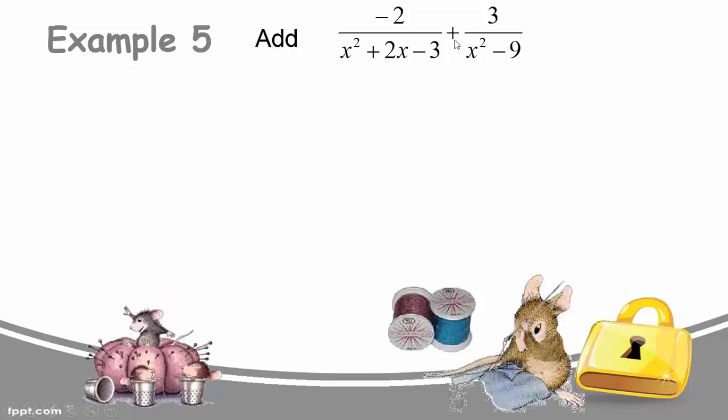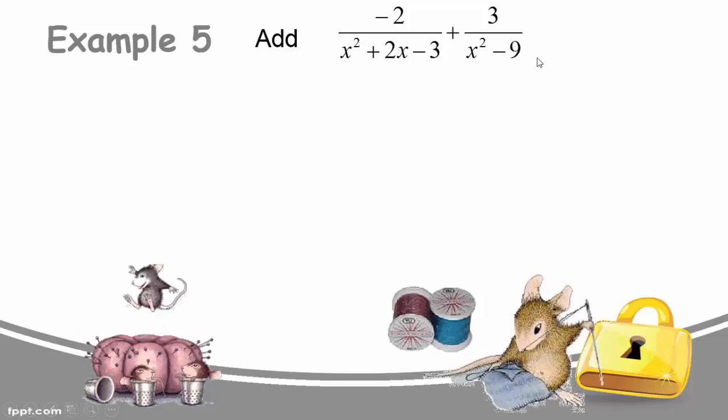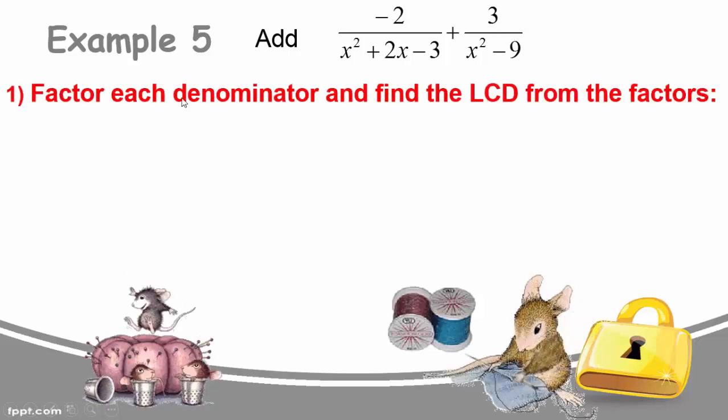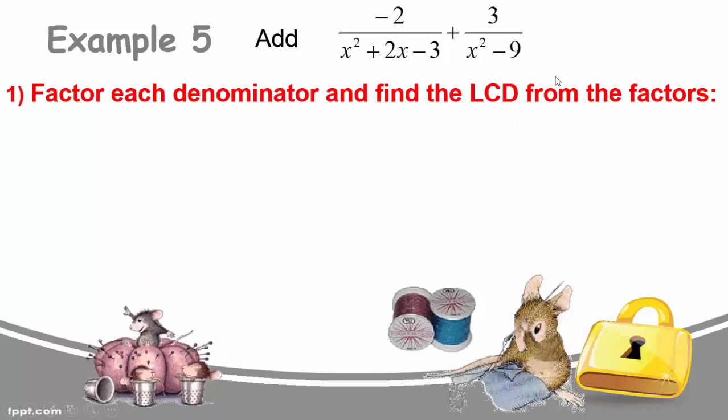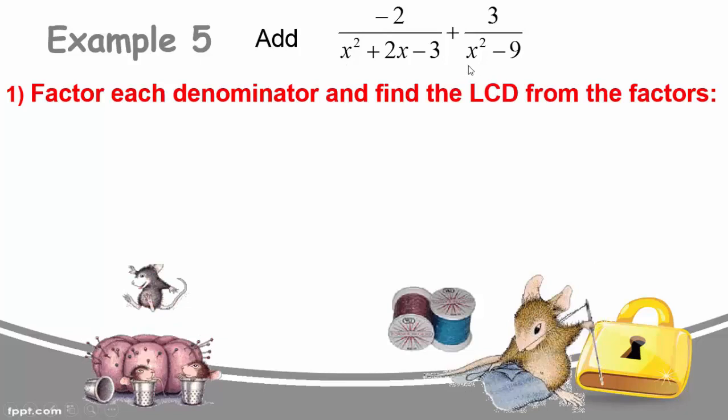In example number 5, we're asked to add these two terms. And if you notice, the denominators are different, so we can't just add them up. So, like earlier in the instructions, we first want to factor and find the lowest common denominator. In order to find the lowest common denominator of these two, we have to factor them.